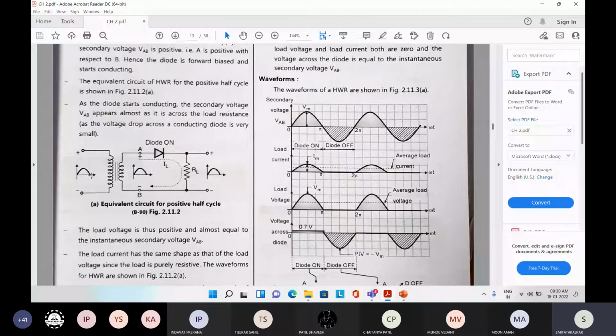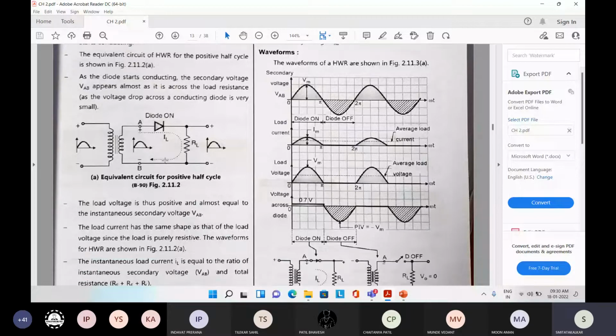Applying the positive half cycle through the transformer, current flows through the circuit. This is the I of L, and the dotted arrow shows the direction of the current. In the positive half cycle the diode is in the conduction state, the diode is on, and forward conducting at 0.7 volt. In the positive half cycle, in the output side waveform, the output voltage is equal to the input voltage. What is the input voltage?